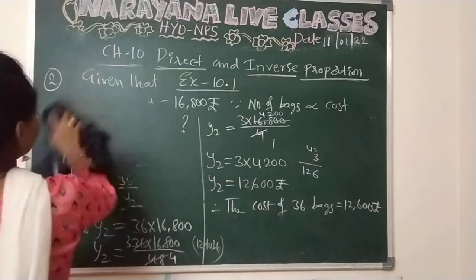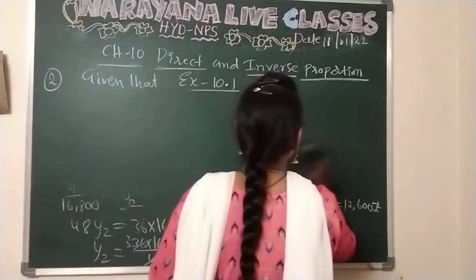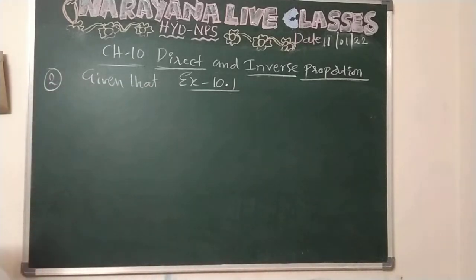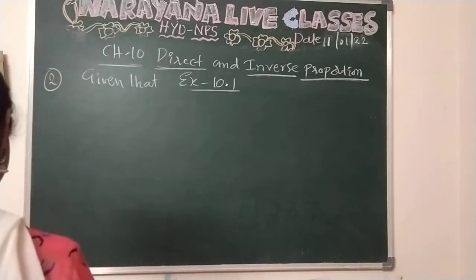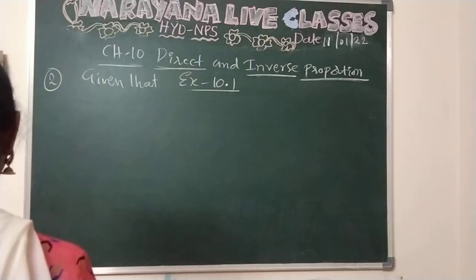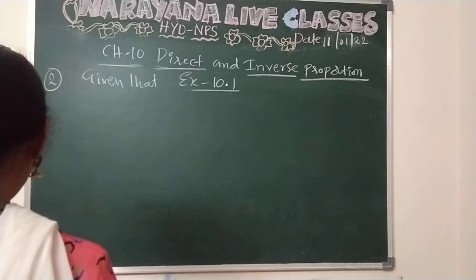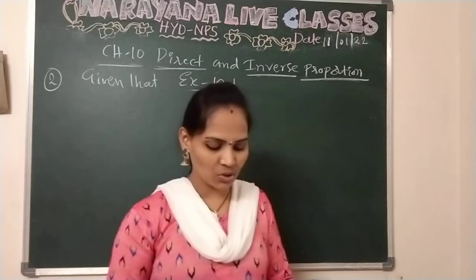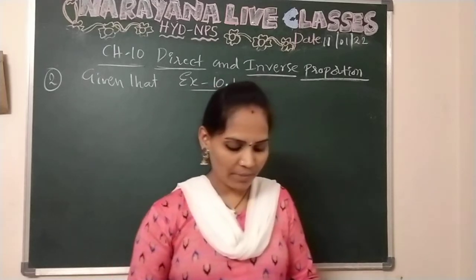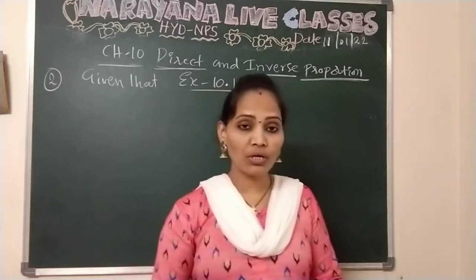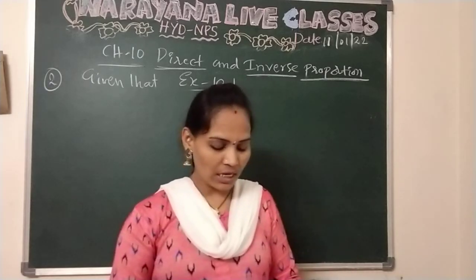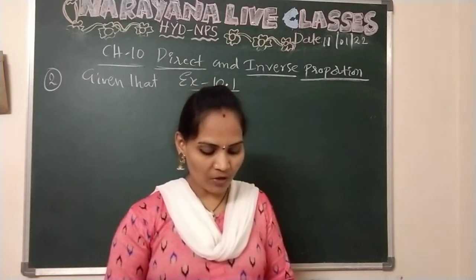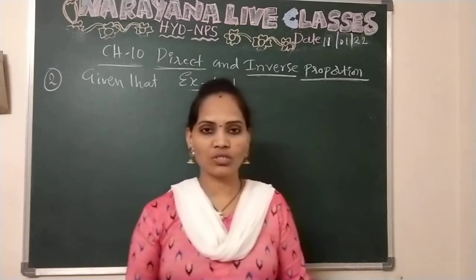Next, third question. I am explaining fast because the time will increase if I take too long. So next question: the monthly average expenditure of a family with 4 members is 2,800. Find the monthly average expenditure of a family with only 3 members. Here, the number of family members and their expenditure are in direct proportion. If the number of family members increases, the cost will also increase.